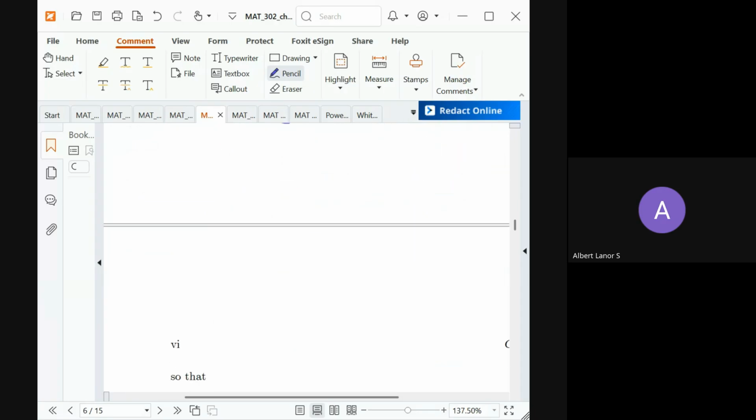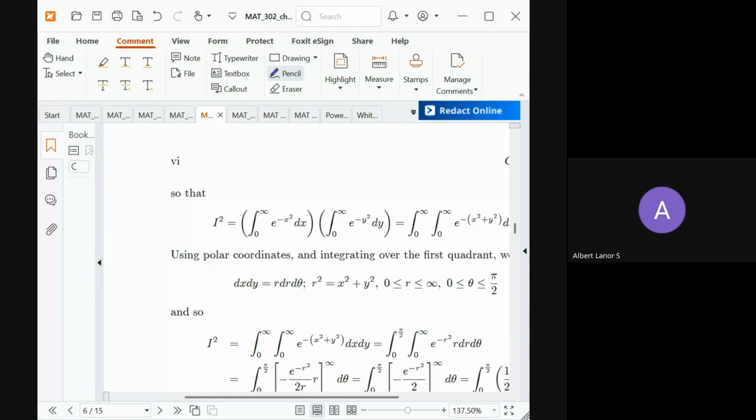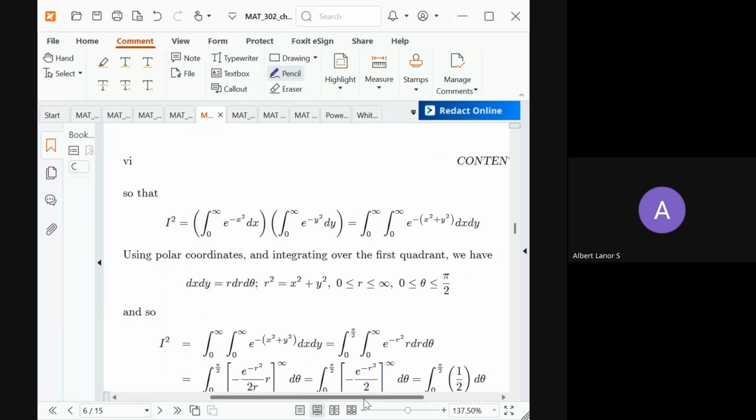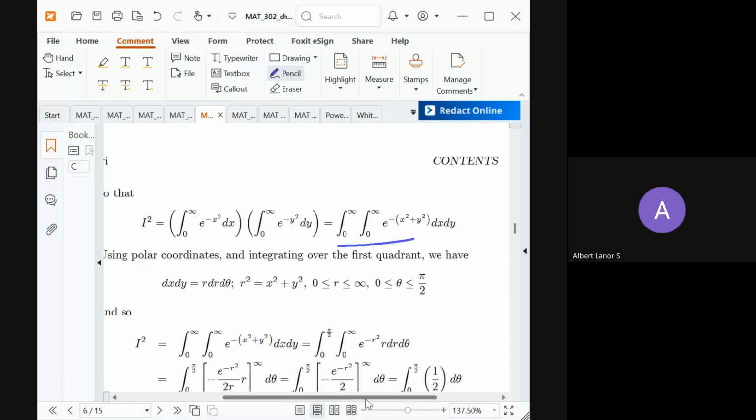So to integrate this, you can set I squared to be equal to that function squared, which would be this one. Now, to integrate this function, it's easy for us to use polar coordinates from first semester. You know that x squared plus y squared is r squared.